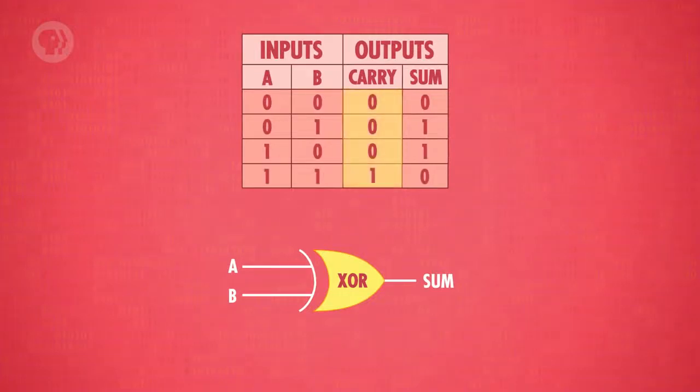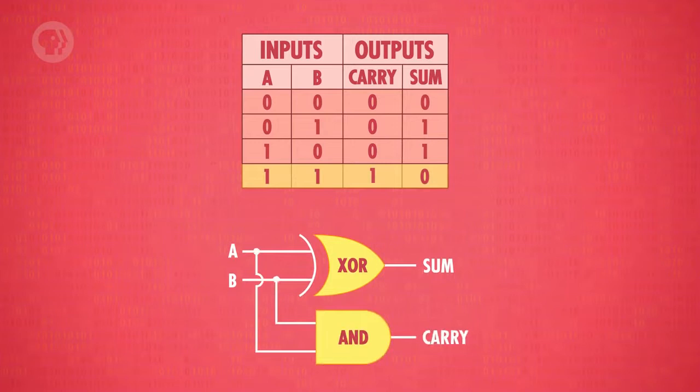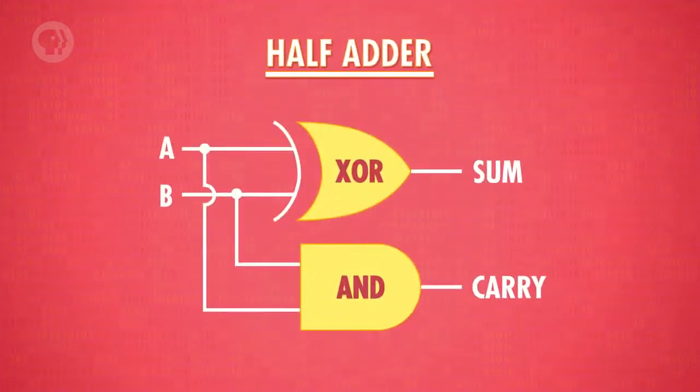The carry bit is only true when the inputs are 1 and 1, because that's the only time when the result is bigger than one bit can store. And conveniently, we have a gate for that, an AND gate, which is only true when both inputs are true. So we'll add that to our circuit too. And that's it. This circuit is called a half adder. It's not that complicated, just two logic gates.